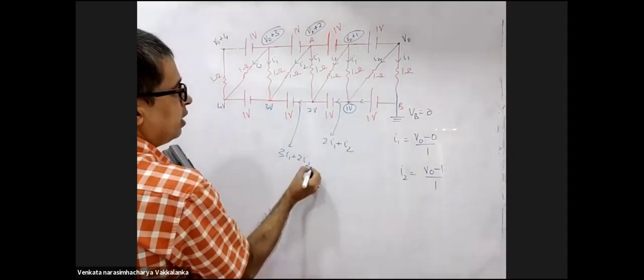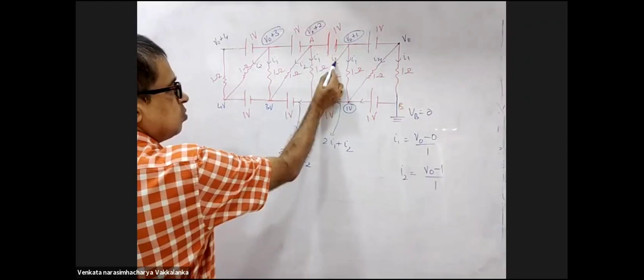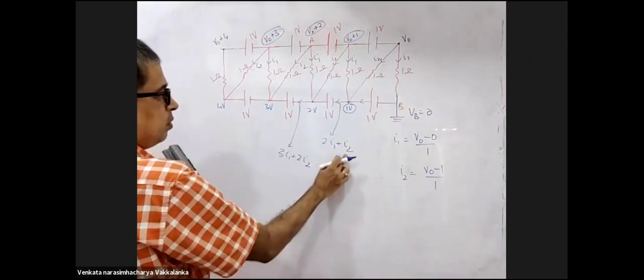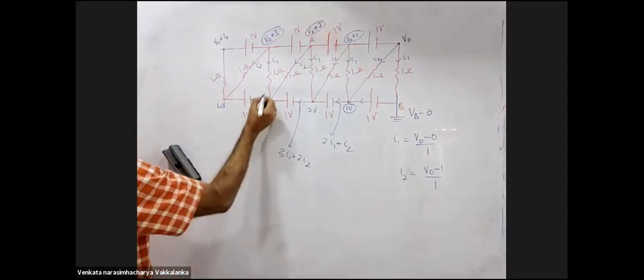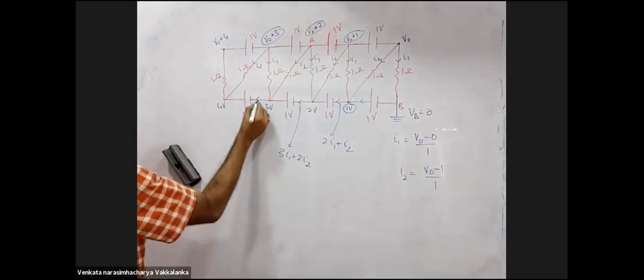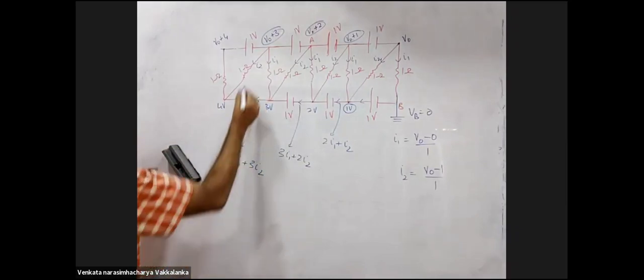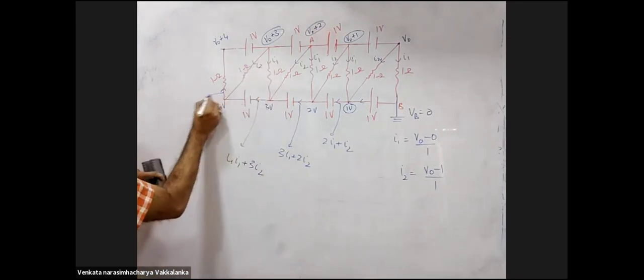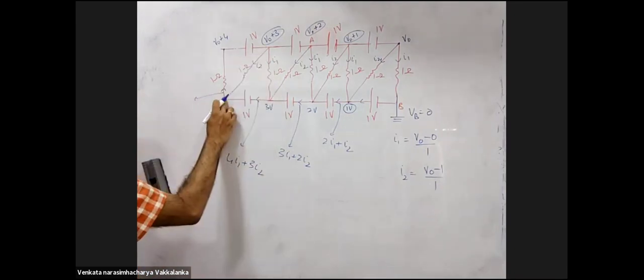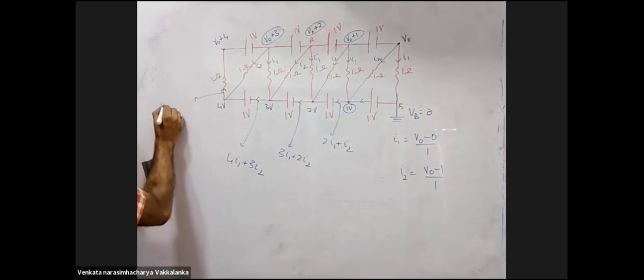3I1 plus 2I2. Because here this and this will add up, I1 and I2 will add up to this. Now what is the current here? These both will add up. This will be 4I1 plus 3I2. What will be the current in this branch? I2 and I1 will add up here.